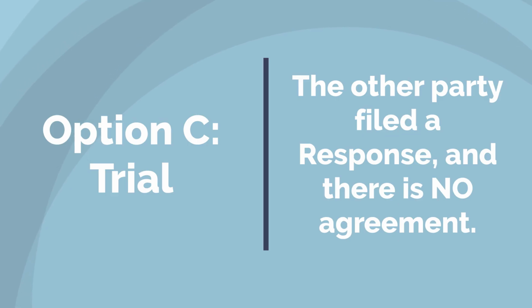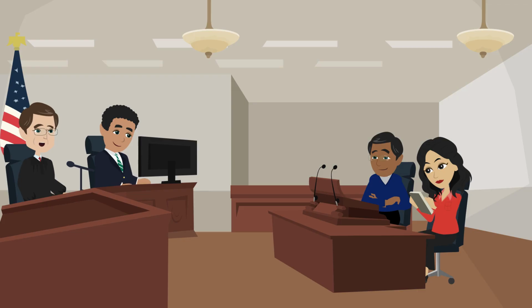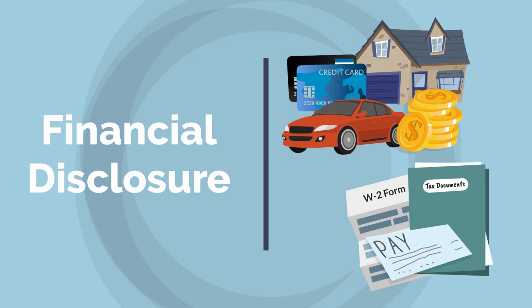Option C is to finish the case by trial. This is an option if the respondent filed a response and the parties are not in agreement on all the issues. One of the parties will need to request a hearing, also called a trial, so that the judge can make orders regarding the issues that the parties disagree on. Before a trial can be requested, both parties must complete the financial disclosure process.